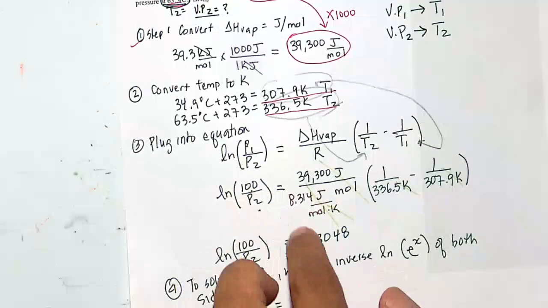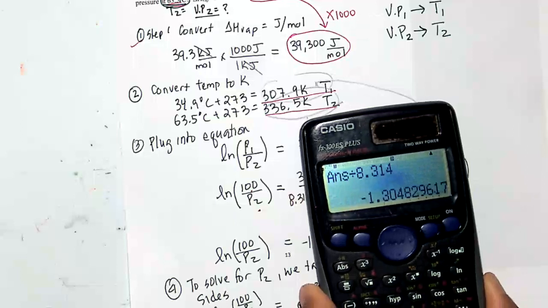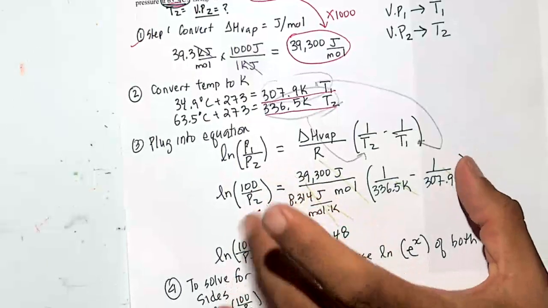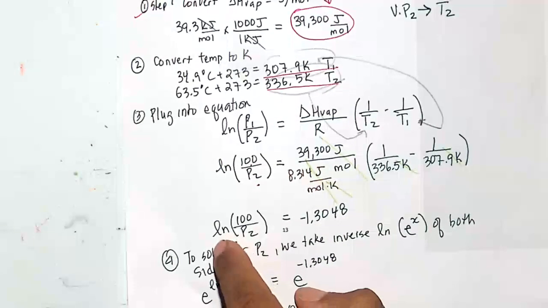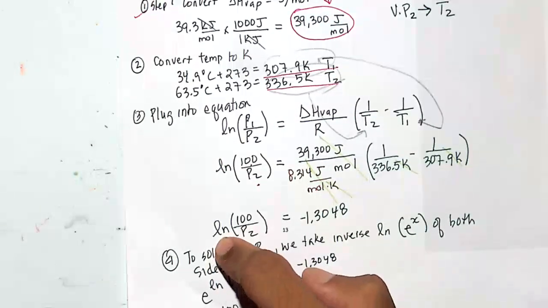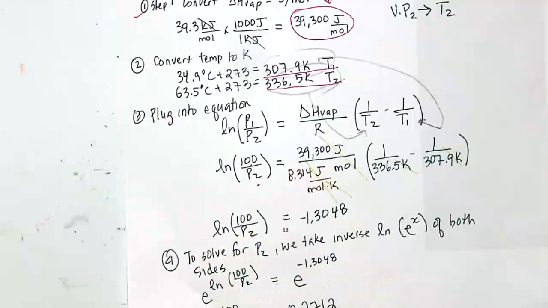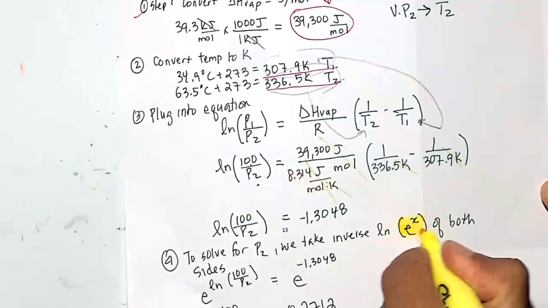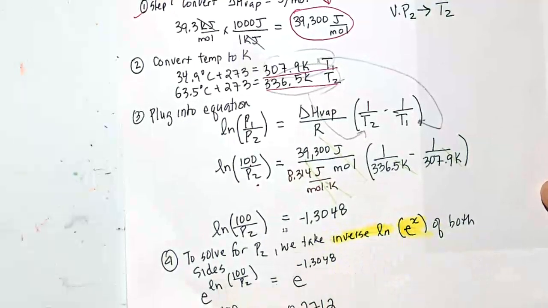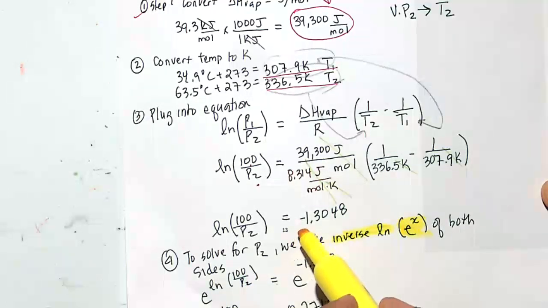So natural log in the brackets 100 over P2 is equal to negative 1.3048. This whole thing equals negative 1.3048. All right, so to get the natural log out, you do the inverse natural log. The inverse natural log is e to the power of x. This is the extent of the math that we will do in this course. Inverse natural log is the same thing as e. So e to the power of natural log of 100 over P2 equals e to the power of negative 1.3048.